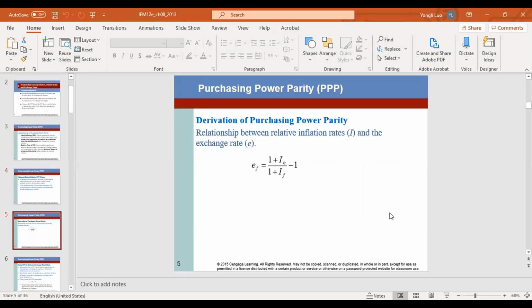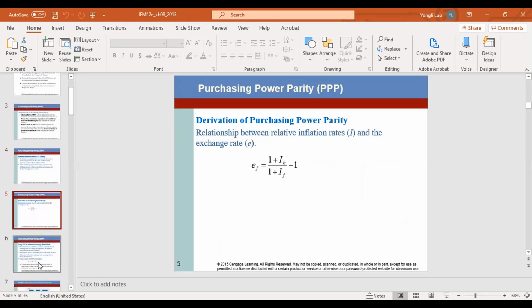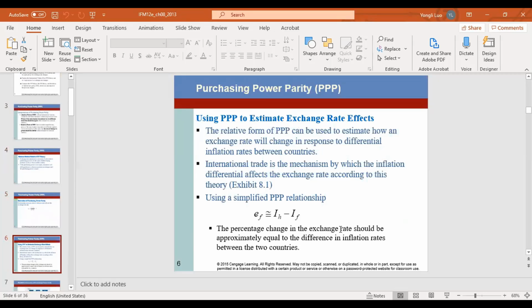The relationship between the relative inflation rate and the exchange rate can be estimated in the following formula. So the implication is that the percentage change in the exchange rate should be approximately equal to the difference in inflation rate between the two countries.